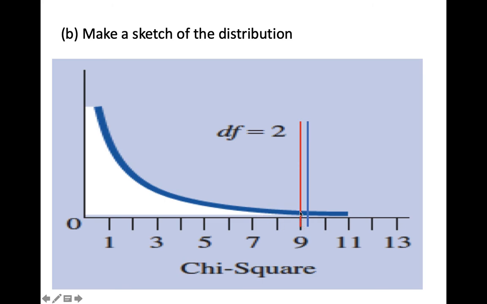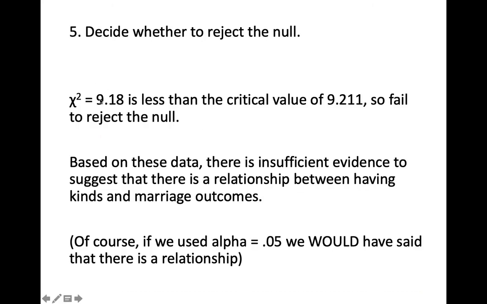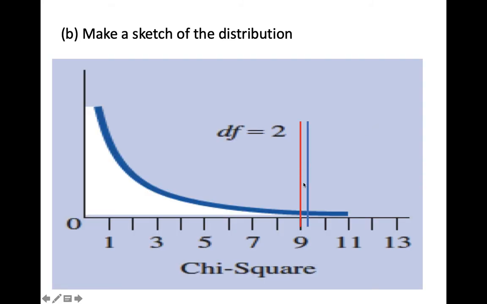So here's our sketch. I didn't quite draw it right, that line should be almost right there, but you can see that we just didn't quite fall in the critical region. So we fail to reject the null because it was awfully darn close, but strictly speaking, our test statistic is less than the critical value, and whenever that happens, we fail to reject the null.